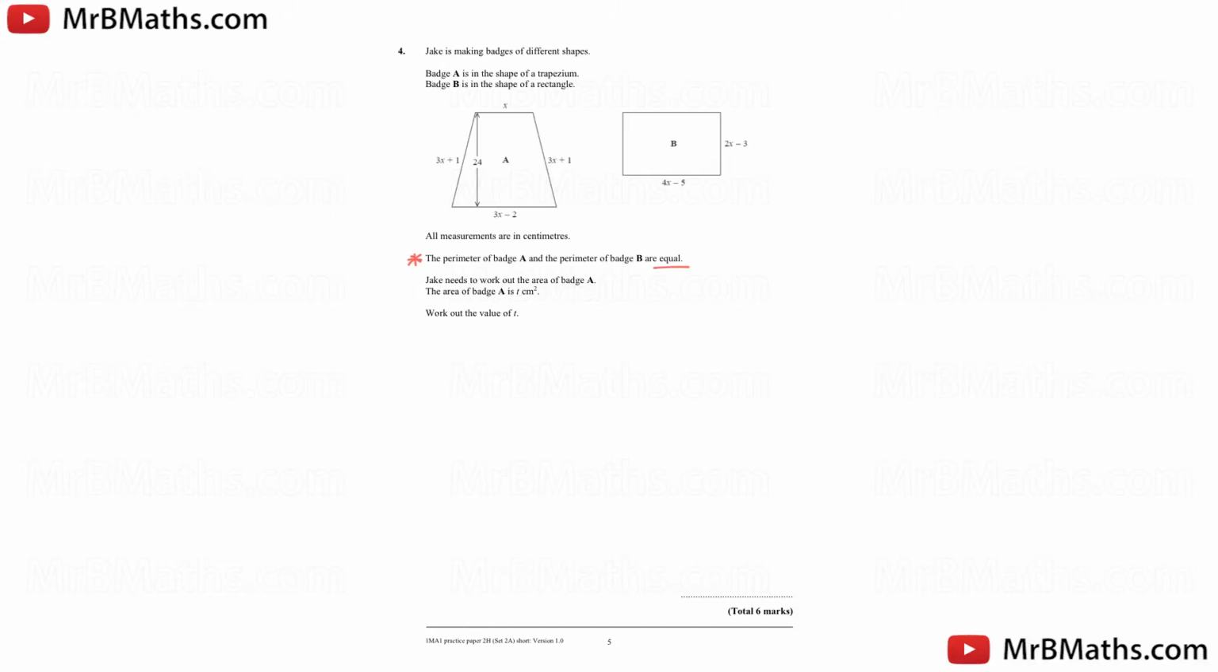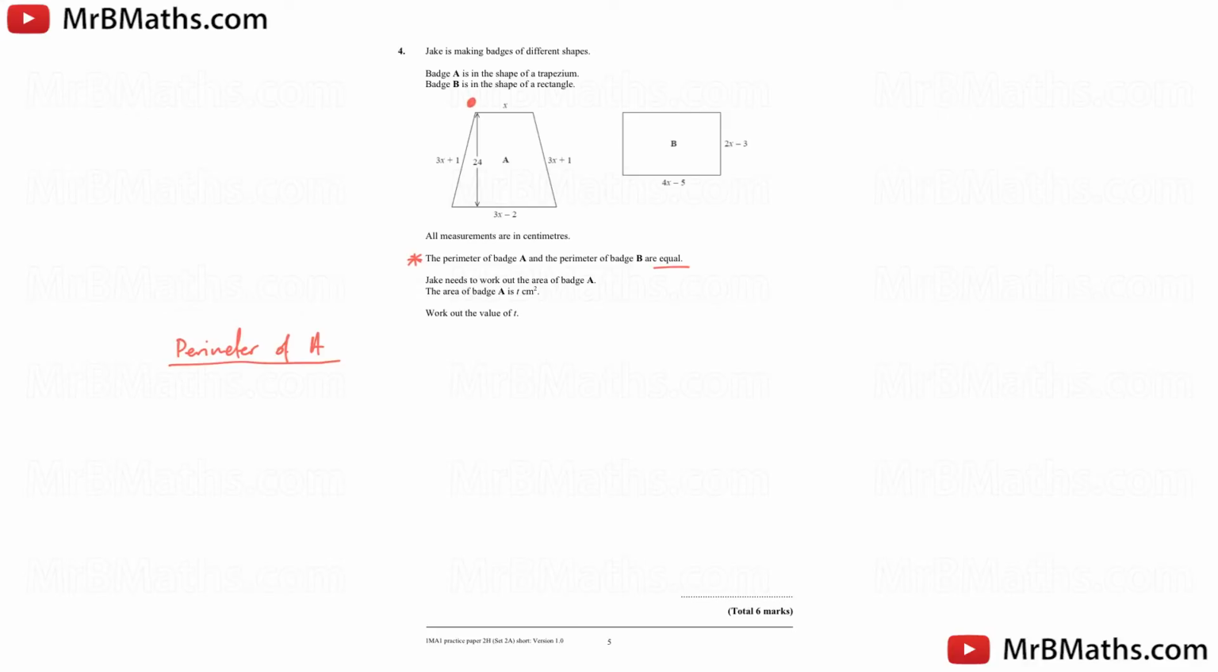Jake needs to work out the area of badge A. Area of badge A is t centimeters squared. Work out the value of t. Okay, so let's look at the perimeter of A.